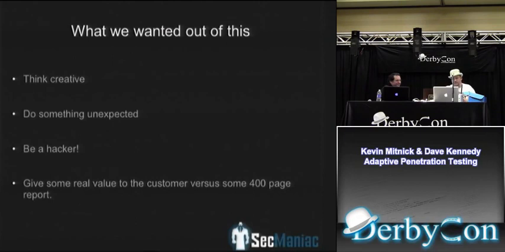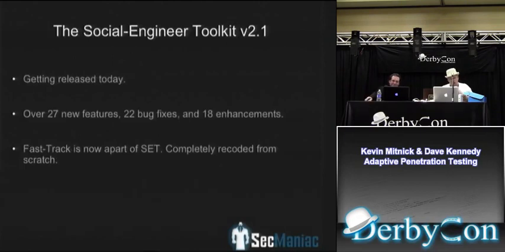And so I want to go into the Social Engineer Toolkit 2.1, which is getting released today. I'll upload it probably tonight when I sometimes maybe don't sleep or whatever. And out of this, I mean, it's 27 new features, 22 bug fixes, 18 enhancements, and usually the bug fixes actually outweigh the features. So I'm actually getting better with coding this time around. So just have to say, I'm proud of myself on this one. And so Fast Track is now a part of it, but a couple cool things I want to show you real quick.